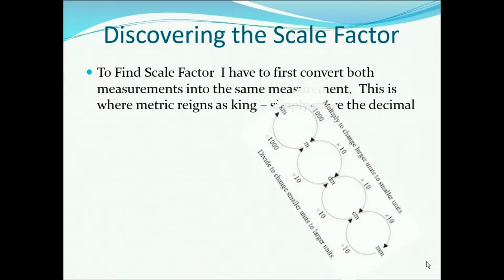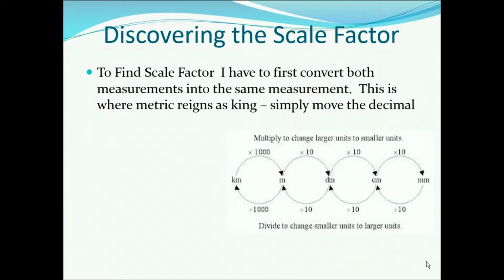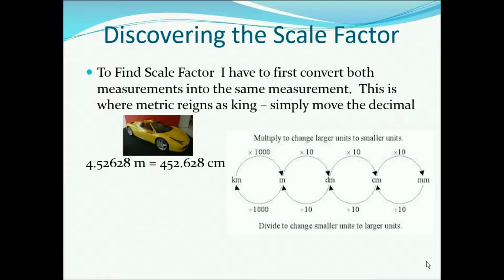Here's a quick little scale up and down the metric chain. All you've got to do is move your decimal point, which is multiplying by tens or dividing by tens, to go from millimeters to centimeters to decimeters to meters, and then thousands if you're going to go to kilometers. And so you can easily just move your decimal around to get your correct units and have everything in the same unit. So I'm going to go to centimeters here.